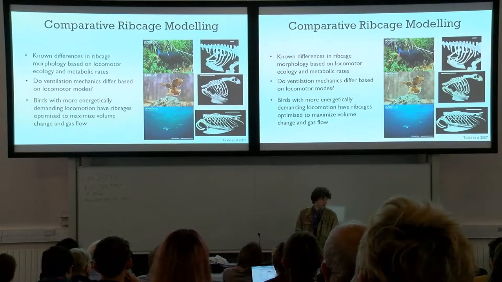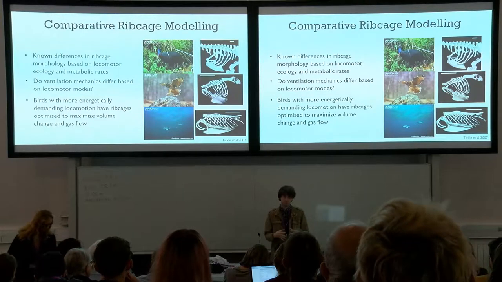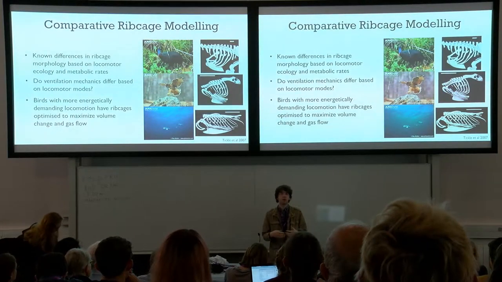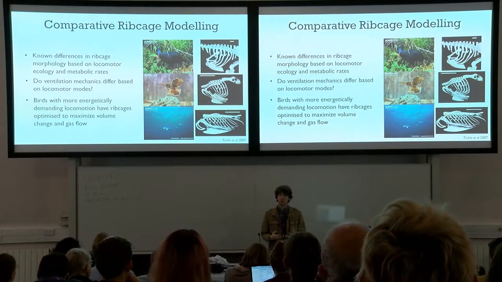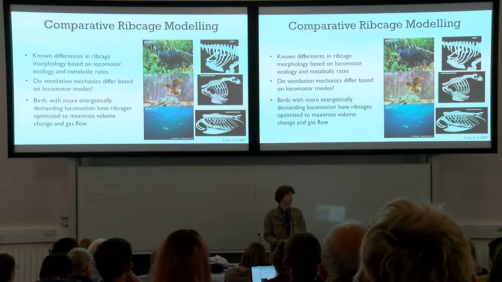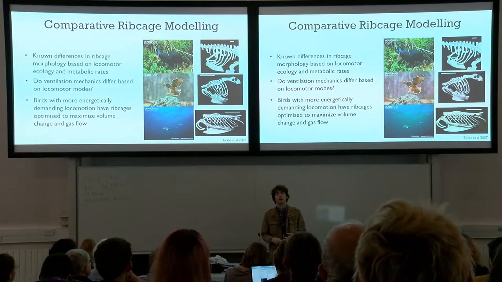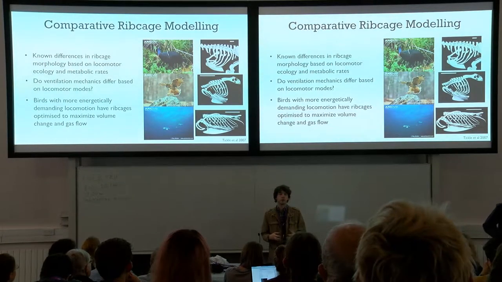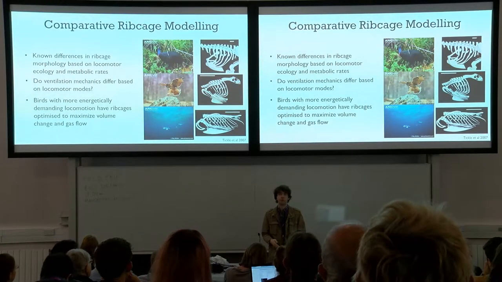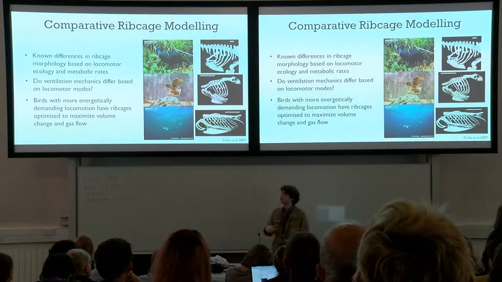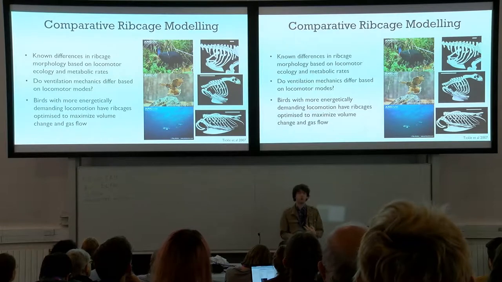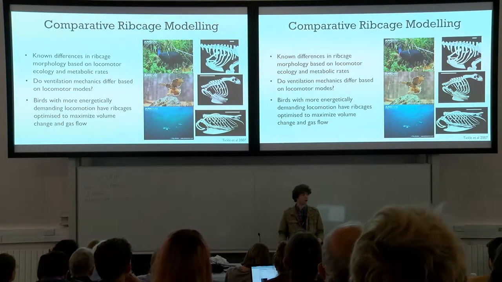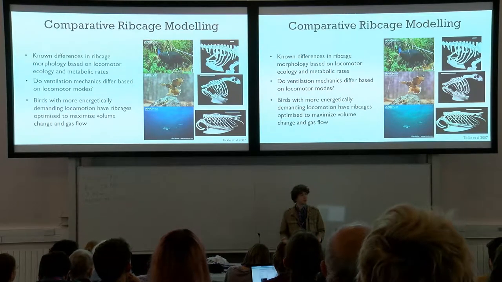So the first one is the comparative project across birds. And this is looking at variation in form and function in different bird taxa. There's a lot of variation in form in bird taxa. We've known about this for quite some time in the rib cage. And quite a lot of this has been noted to be down to differences in how they move. So at the top, you have a cassowary that runs. In the middle, you have an eagle owl that flies. And at the bottom, you have some razorbills that dive. And their rib cages are very different. They move in very different ways. And this link has been noted previously.